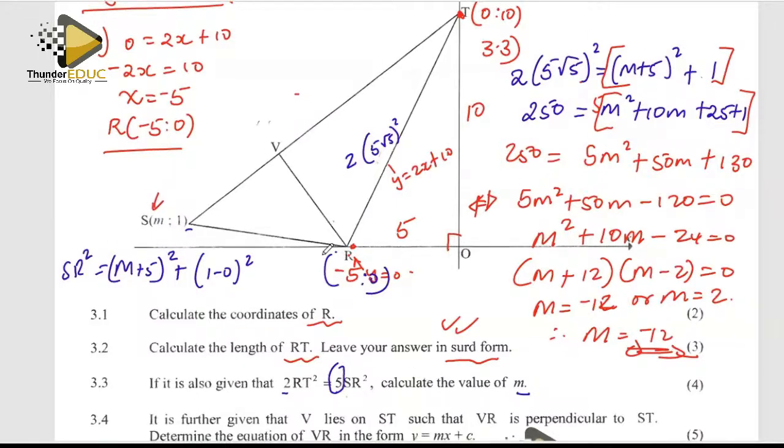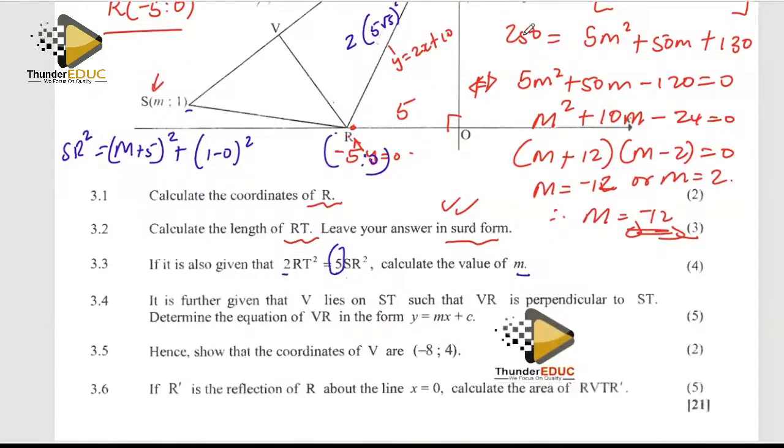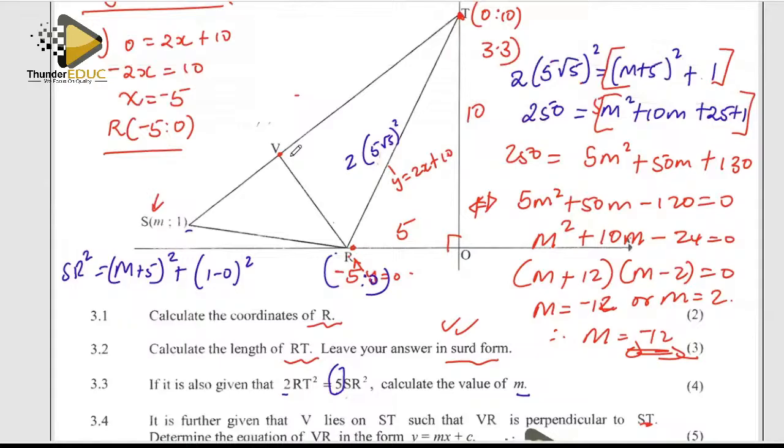We move on to the next one. Question 3.4. They're telling us it's further given that V lies on the line ST, such that VR is perpendicular to ST. Can we determine the equation of VR in this form? So one thing we know is that for as long as lines are perpendicular, the product of their gradients must always be negative 1. So we're saying S is negative 12 and 1, and T is 0 and 10.